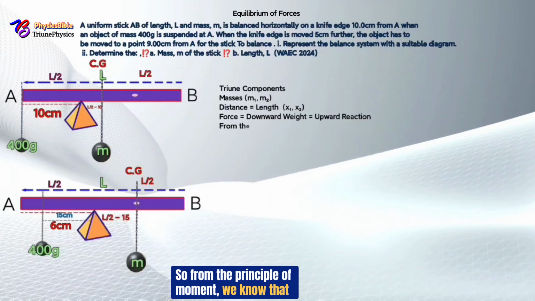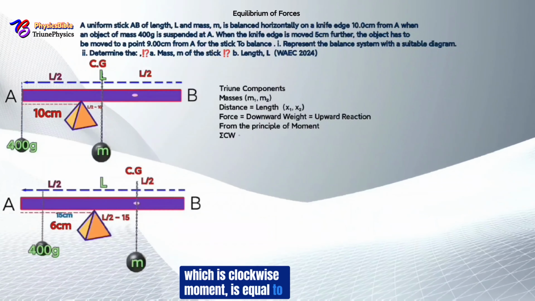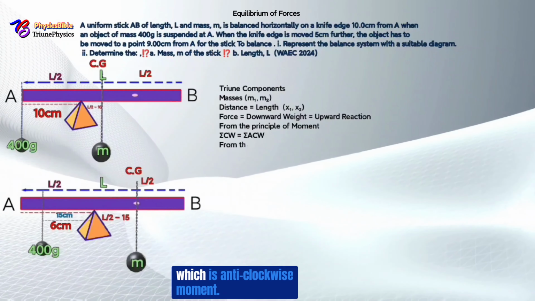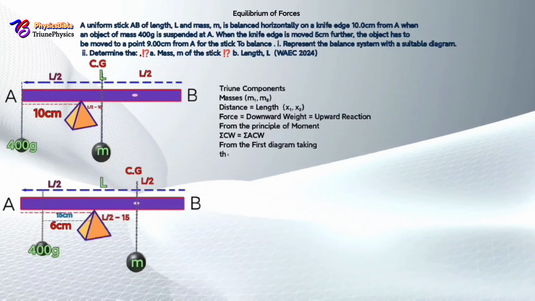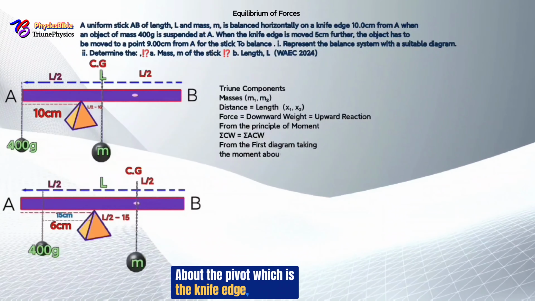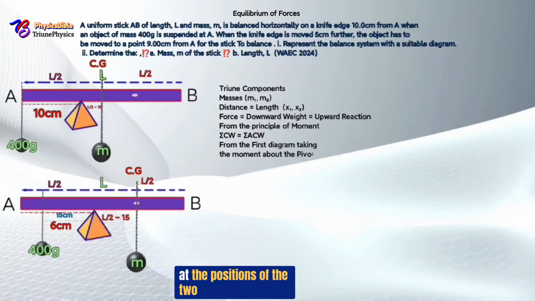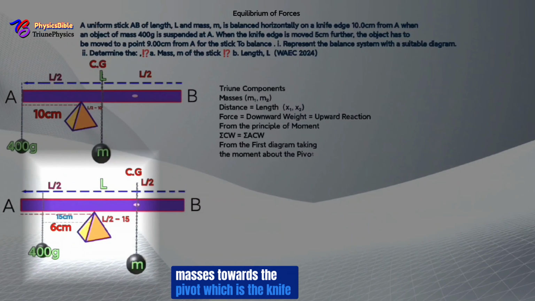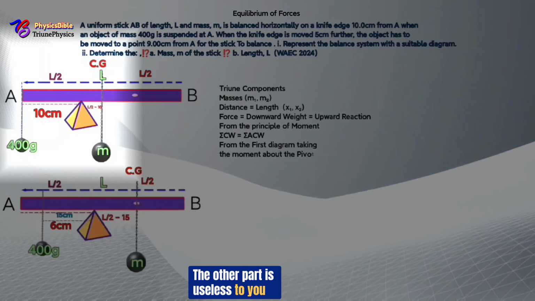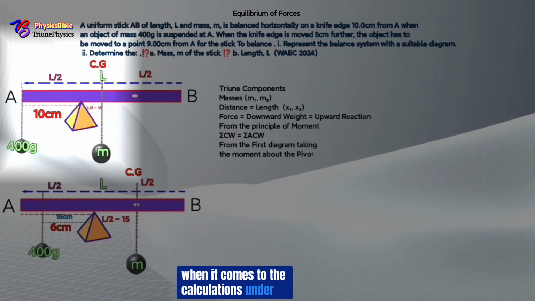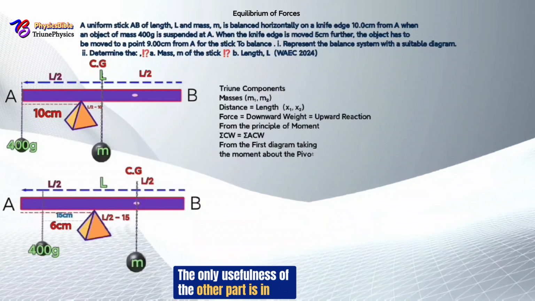So from the principle of moment, we know that summation CW, which is clockwise moment, is equal to summation ACW, which is anti-clockwise moment. So from the first diagram, taking the moment about the pivot, which is the knife edge, please, your concentration must be at the positions of the two masses towards the pivot, which is the knife edge. The other part is useless to you when it comes to the calculations under equilibrium of forces. The only usefulness of the other part is in subtraction.